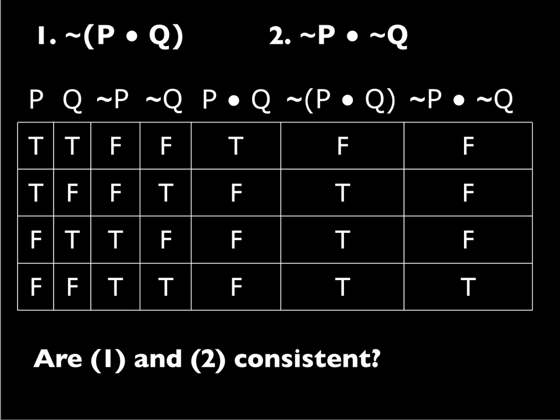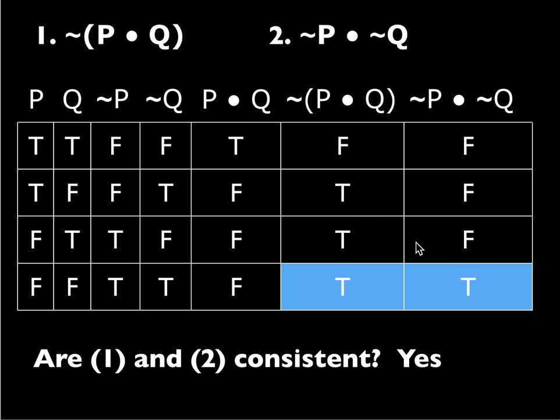What about consistent? This is a different test. They don't have to be identical truth columns in order to be consistent. Instead, there just needs to be some row where both of those statements are true at the same time. And if you look down their truth columns, you can see that in fact there is. So there is a row where they're both true, so they are consistent.